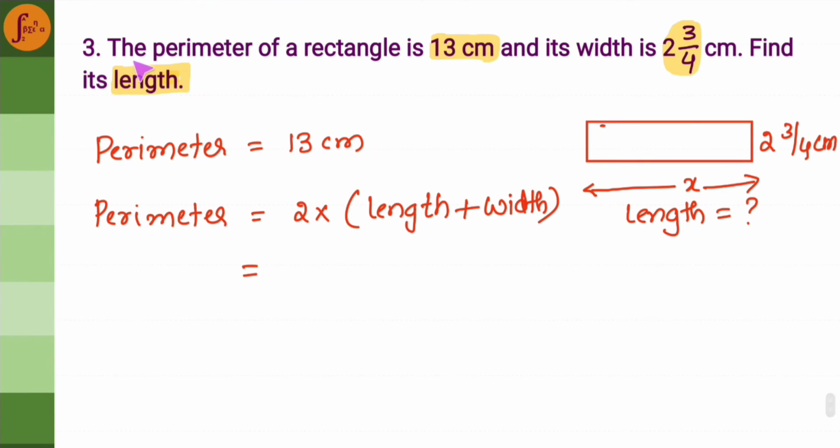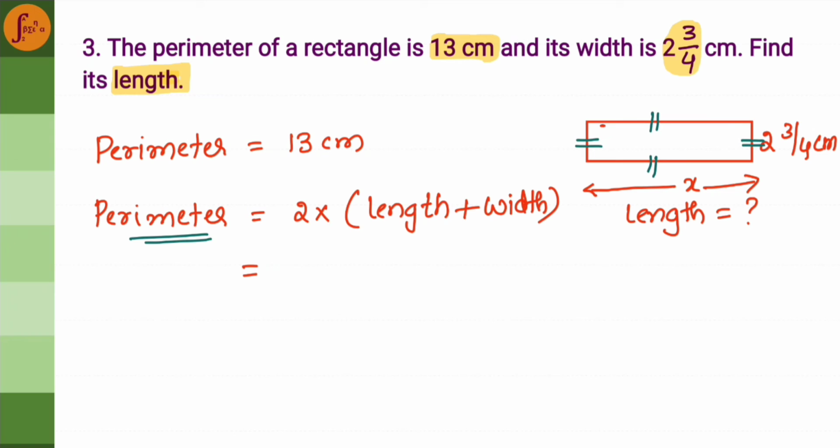Let's take one more example. The perimeter of a rectangle is 13 centimeter and its width is 2 3 by 4 centimeter. Find its length. What is the perimeter of a rectangle? The formula for perimeter of a rectangle is 2 into length plus width. Perimeter is nothing but when you add the length of all the sides of the rectangle. Since in the rectangle, the opposite sides are the same, this length and this length are the same, and this length and this length are the same. So we'll write it as 2 times length plus width, right?